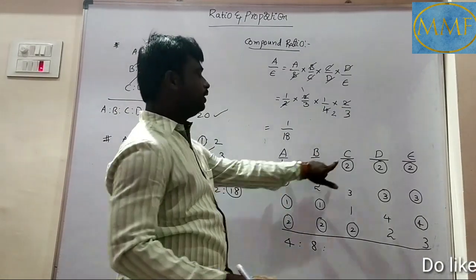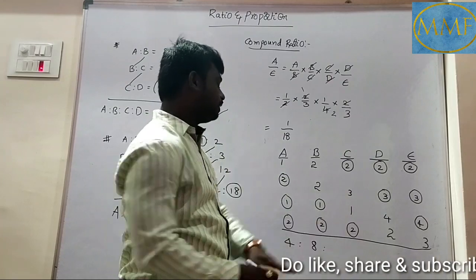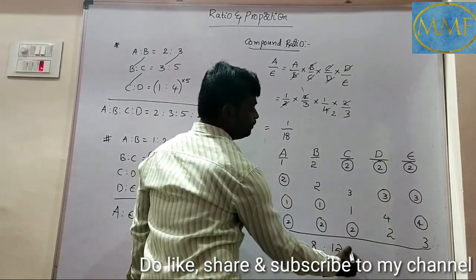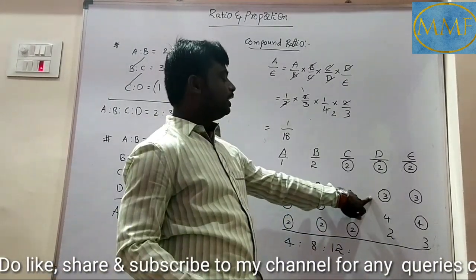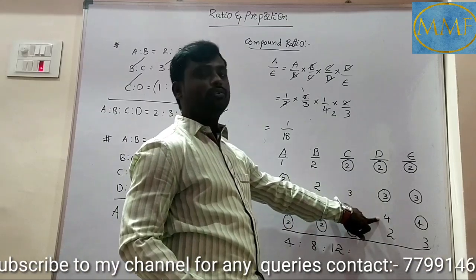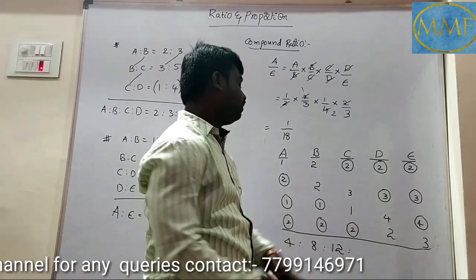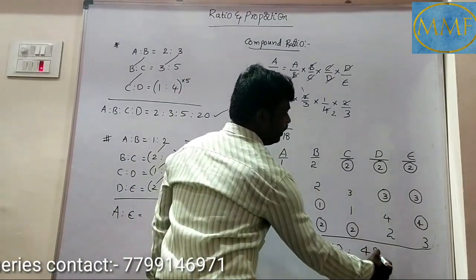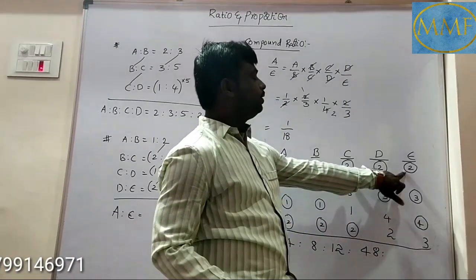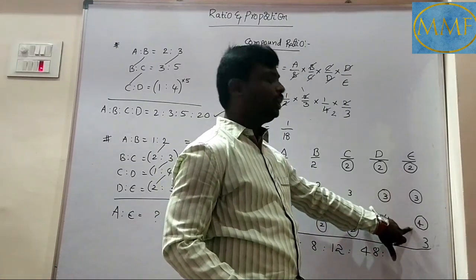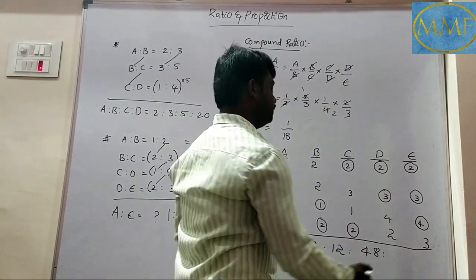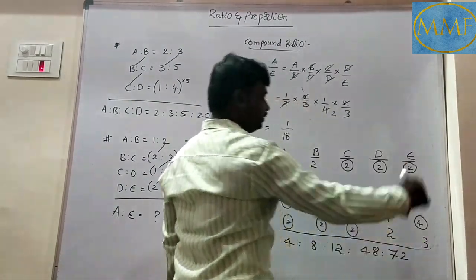3 2s are 6. 6 2s are 12. Then 2 3s are 6. 6 into 4, 24. 24 into 2, 48. Then next 2 3s are 6. 6 4s are 24. 24 into 3, it must be 70.